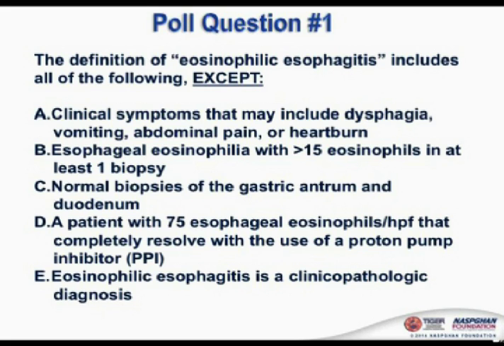So the poll question is, the definition of eosinophilic esophagitis includes all of the following except A, clinical symptoms that may include dysphagia, vomiting, abdominal pain, or heartburn. B, esophageal eosinophilia with greater than 15 eosinophils in at least 1 biopsy. C, normal biopsies of the gastric antrum and duodenum. D, a patient with 75 esophageal eosinophils per high-powered field that completely resolves with the use of proton pump inhibitors. Or E, eosinophilic esophagitis is a clinico-pathologic diagnosis. Again, we'll come back to this in a little while.